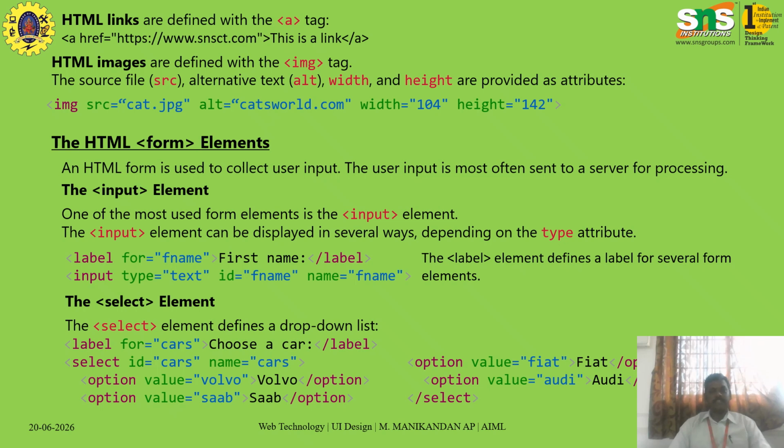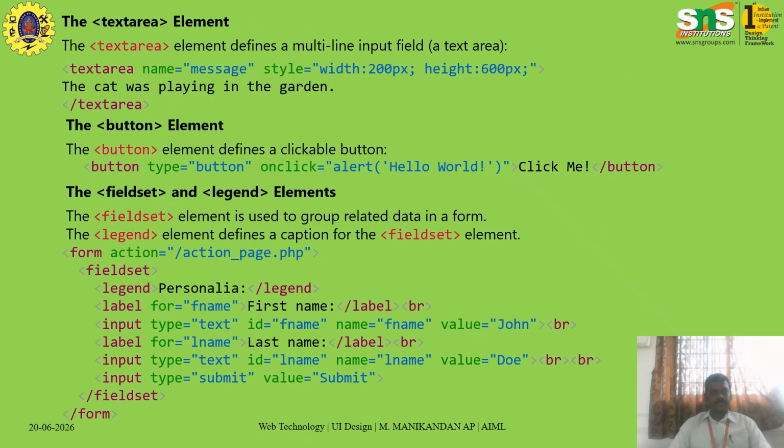Another form element is the select element. The select element defines a drop-down list. Inside that drop-down list, we can select any one of the options. For example, we display choose a car, and using the select element we give Volvo, Saab, Fiat, Audi. Based on these select options, it will show the list of elements in the browser, and we can select any one of the cars.